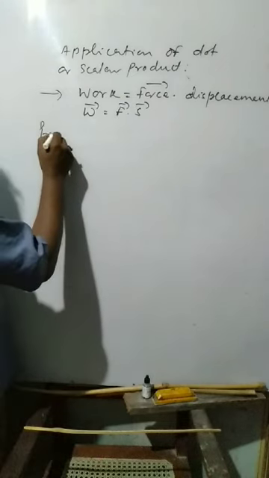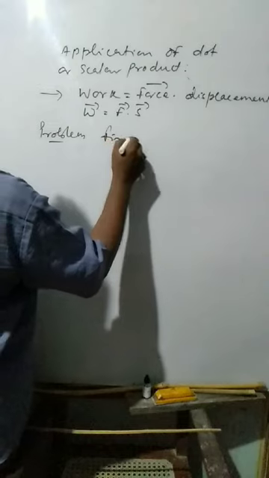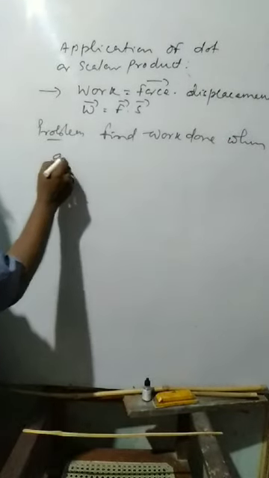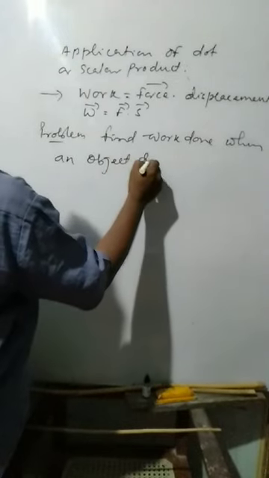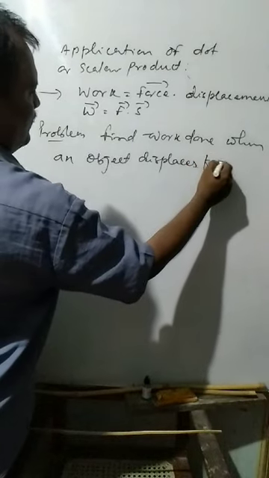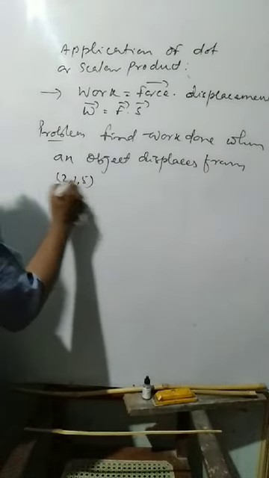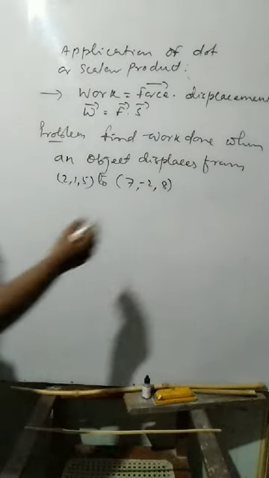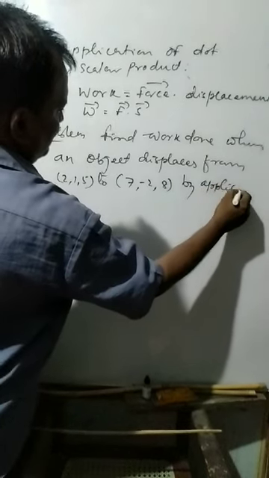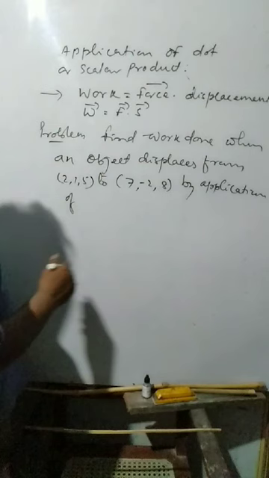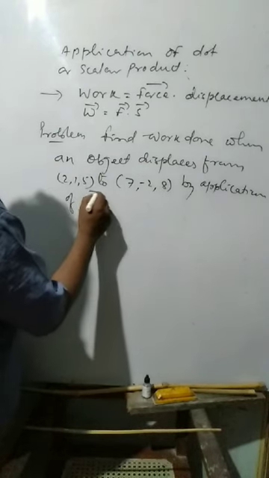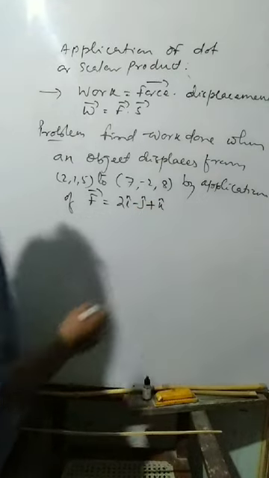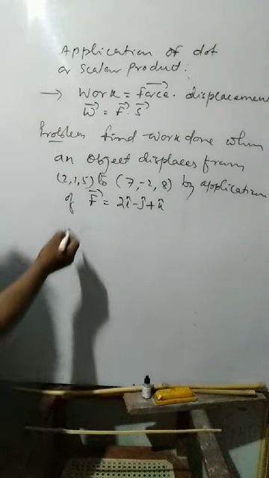Look at the problem. Find the work done when an object displaces from (2, 1, 5) to (7, -2, 8) by application of force 2i cap minus j cap plus k cap. So this amount of force is applied. Suppose an object is there.